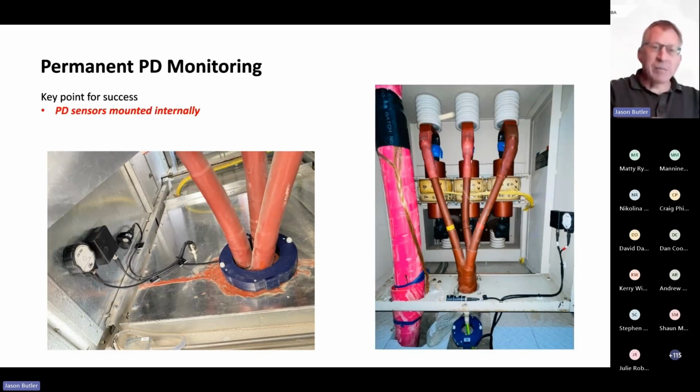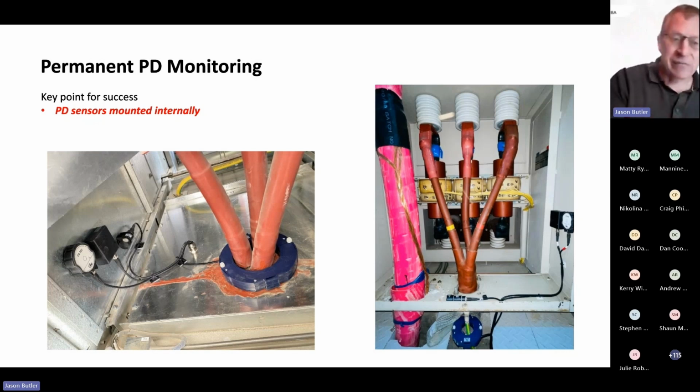For permanent PD monitoring, you're far better off putting the sensors internally. It's a bit like trying to listen to a neighbor having an argument with a glass against the wall if you're trying to do it externally, or you're trying to use the air gaps.